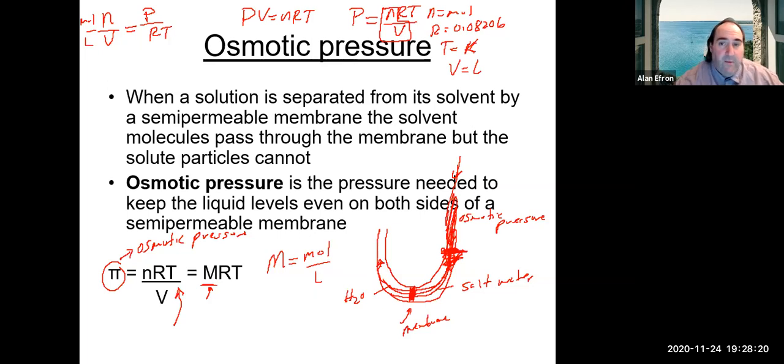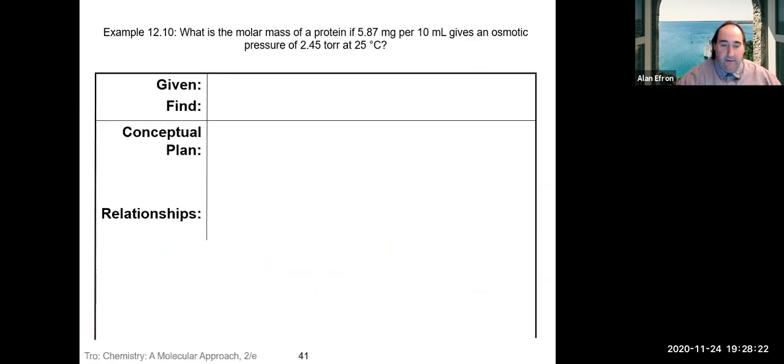So let's take a look at one here and see how it all works. What is the molar mass of a protein that is 5.87 milligrams per 10 milliliters, which gives an osmotic pressure of 2.45 torr at 25 degrees Celsius?